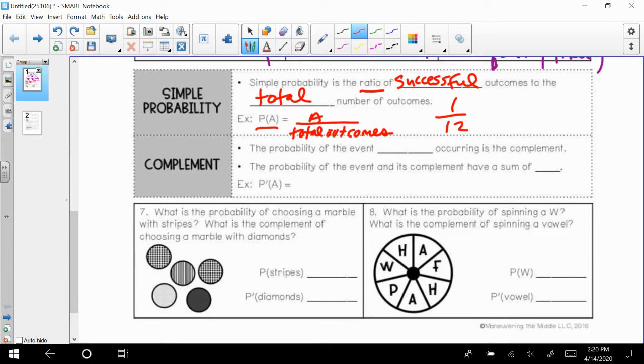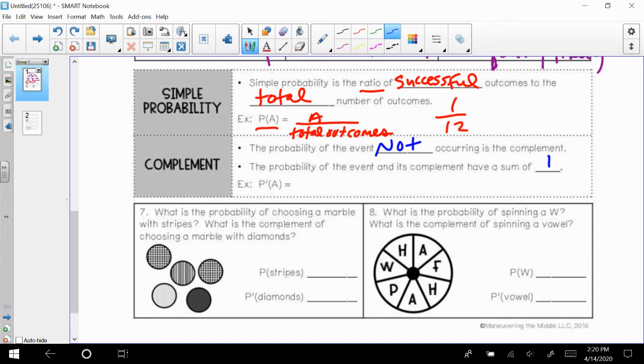The complement of that is just the opposite. It's the probability of the event not occurring. The probability of the event and its complement together have a sum of 1. So you're considering all possibilities in that case. When you add the probability of that event and its complement together, you should get one whole. The complement is written like this with the apostrophe next to the P.